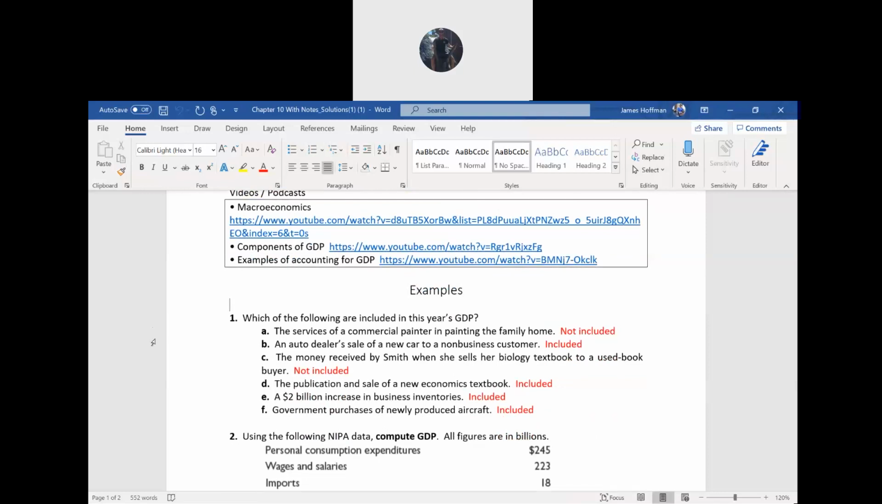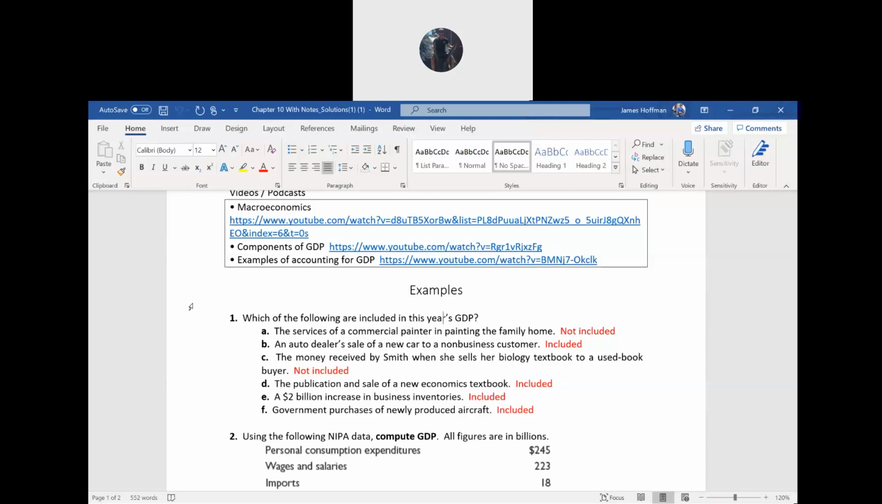Okay, so let's look at some examples. Number one, which of the following are included in this year's GDP? Okay, so let's just note, this is a good exercise to see what goes in or what doesn't, or where it goes.